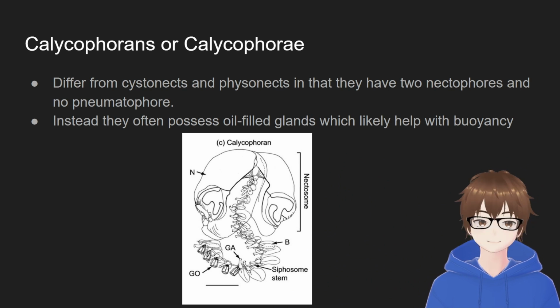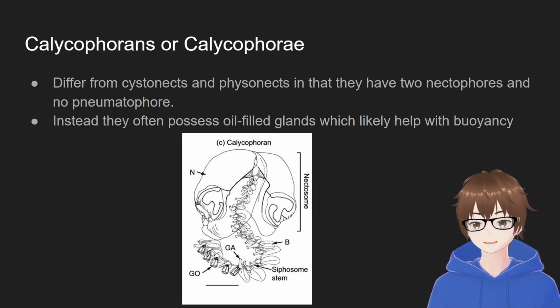Then we have Calycophorae. They differ from Cystonects and Physonects in that they have two nectophores and they have no pneumatophore. Instead, they often possess oil glands that likely help them with buoyancy. So like we said before, pneumatophores are just the air pocket at the very top of them that keeps them floating. These Calycophorae do not have them. They instead have the oil-filled glands, which likely help with buoyancy, like I said.